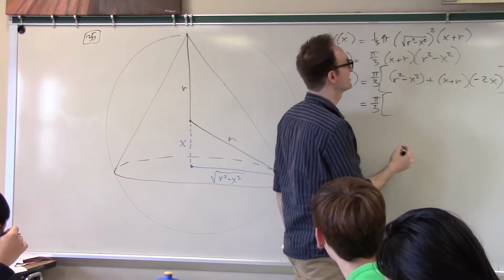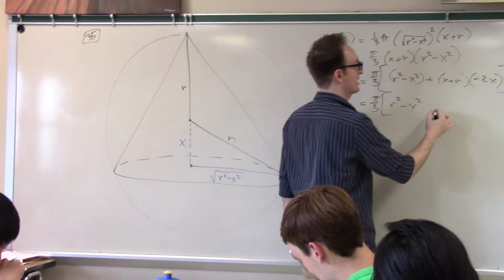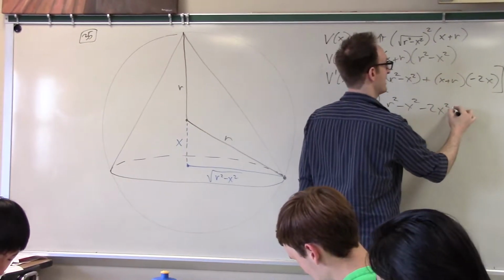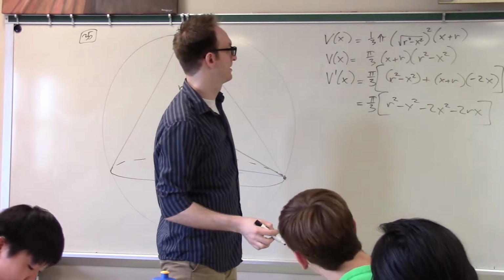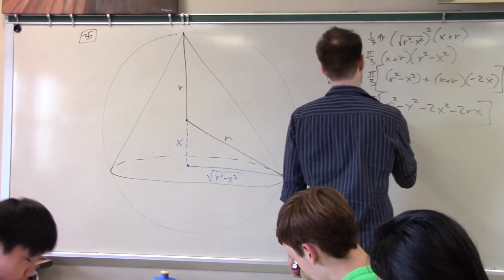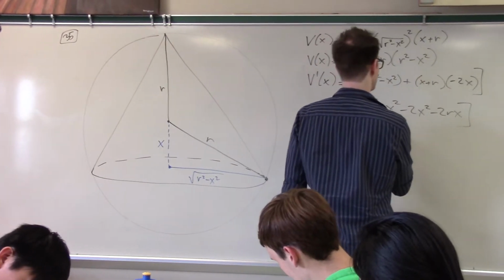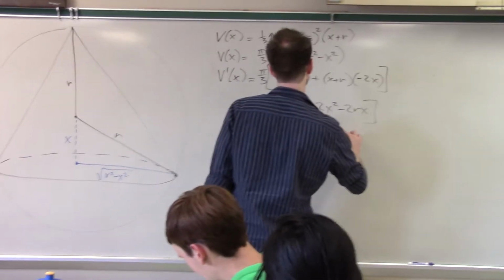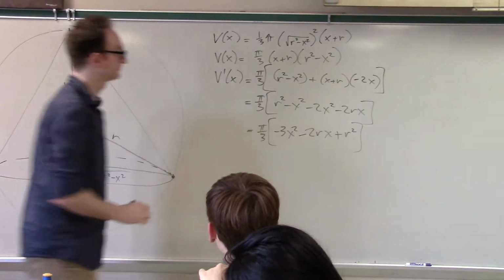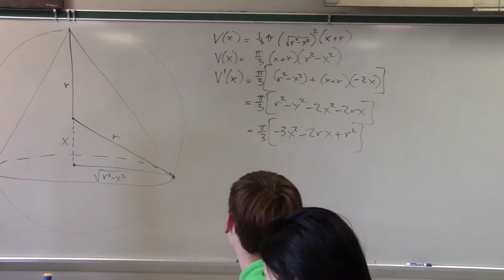Alright, so what do we have here? Now I will multiply things out. So this is r squared minus x squared minus 2x squared minus 2rx. Man, this was really easy. It's way easier. Someone yesterday gave me a different suggestion and it was terrible, and I didn't realize how terrible it was. This is just easy. Bam. That is my volume. Or that is my derivative.